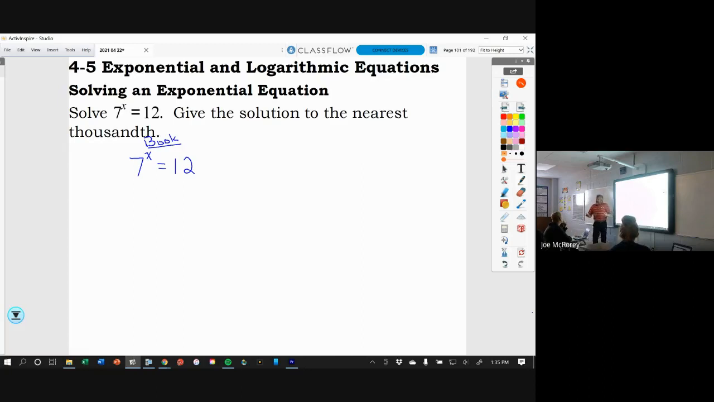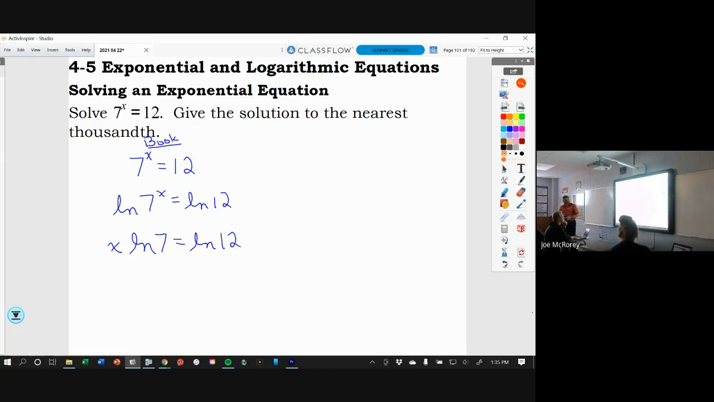So the way the book does this is they say, okay, if I have 7 to the x power equals 12, I'm going to take the natural log of both sides. So the natural log of 7 to the x power is equal to the natural log of 12. What can I do with that x now? Put it in the front, because that's the property of logarithms. If you have an exponent on whatever you're taking the log of, that exponent comes out front. So now I have x natural log of 7 equals natural log of 12.